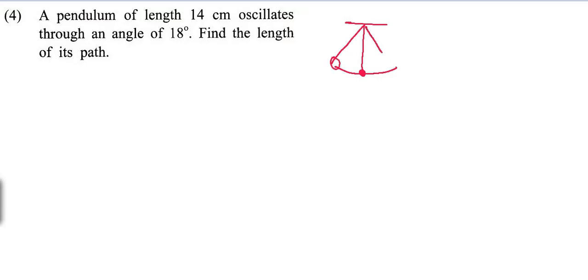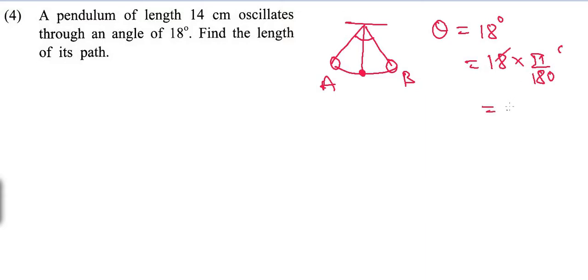Now if it swings on either side like this, let us consider that between two positions A and B, the angle through which it swings, theta, that is given, is equal to 18 degrees. We will convert this into radians. So that is equal to 18 into pi upon 180 radian. 18 got cancelled. So we got that equal to pi by 10 radian. So theta equal to pi by 10 radian.